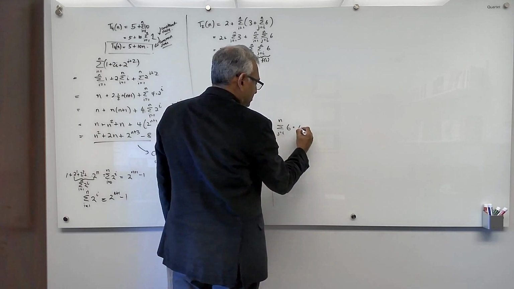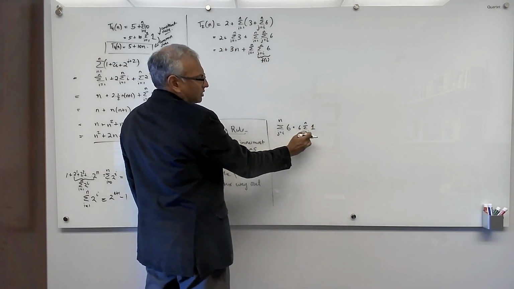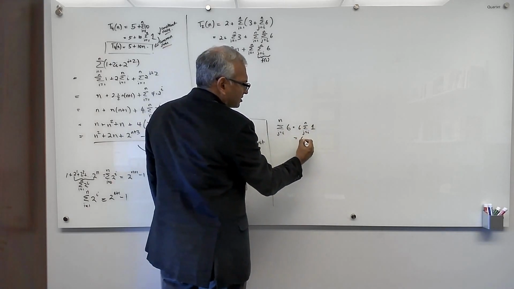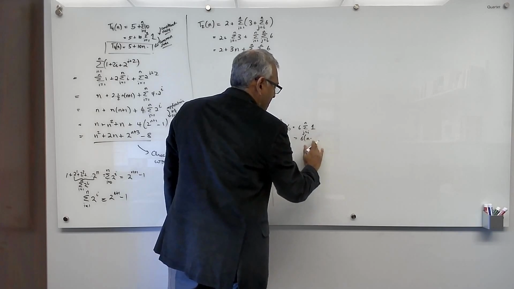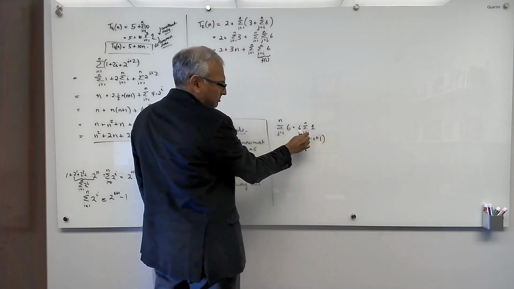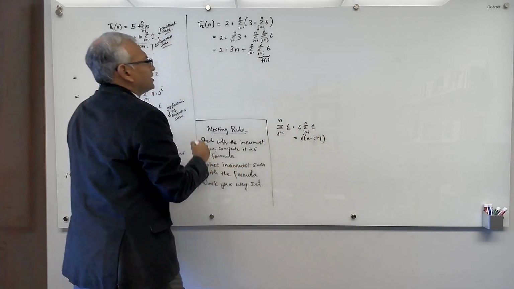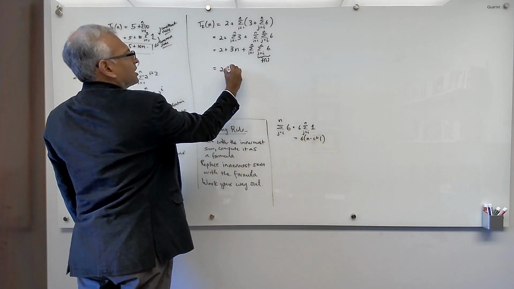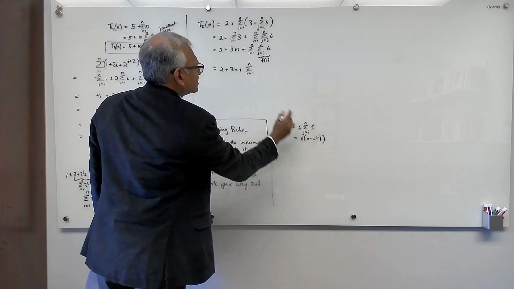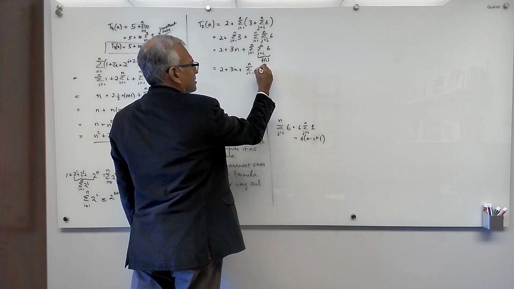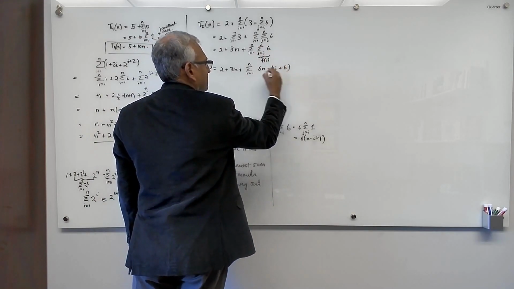So this is 6 times the sum from j equals i to n of 1. And the sum from j equals i to n of 1, this is a common sum. This is 6 times (n minus i plus 1). So you're going from i to n and you're adding 1, so the number of terms in this sum is n minus i plus 1. So we can put it in here: 2 plus 3n plus the sum from i equals 1 to n of 6n, minus 6i plus 6.